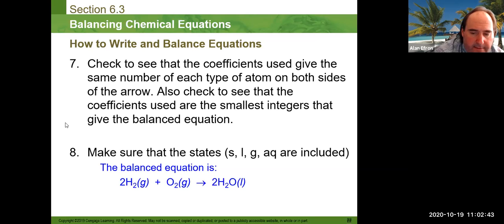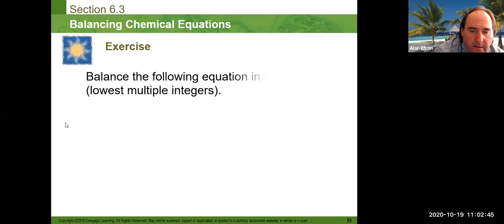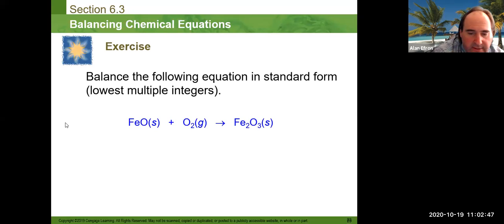All right, why don't you give this a go and see what you come up with here? Why don't you balance this equation, take a minute or two, and then we'll talk about it.